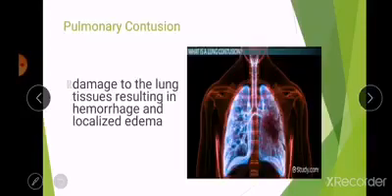Okay. Now, let's have this pulmonary contusion. Contusion means blood capillaries have been ruptured, resulting to bruises. Alam niyo yung mga capillaries, di ba? These are the end part of your blood vessels. Okay? So, kapag nag-rupture yun, lalabas yung mga blood. Siyempre, puputok. So, pulmonary contusion is the damage to the lung tissues resulting in hemorrhage and localized edema. So, on that part na nagkaroon ng contusion, magkakaroon ng edema.